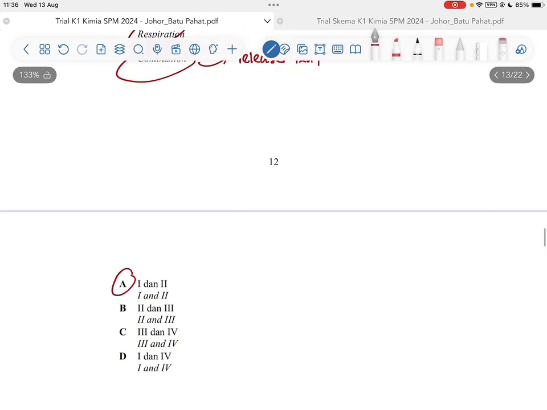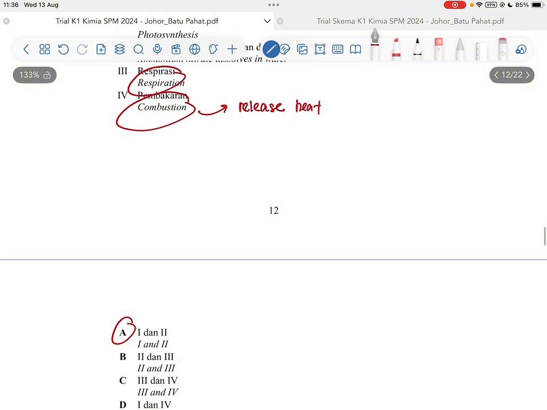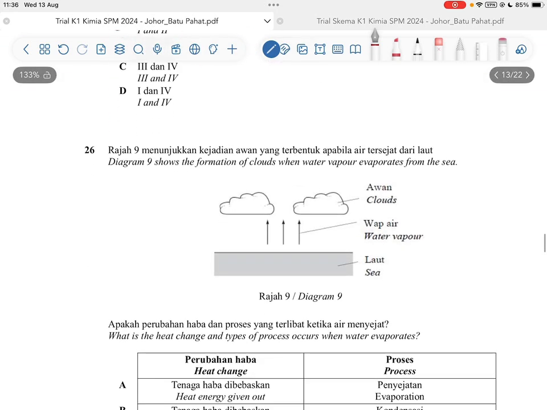Sometimes if you're not really sure about the answers, you can use the deletion method that helps you to eliminate some answers that are not possible.